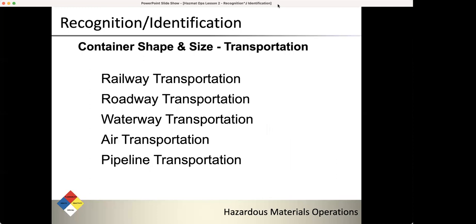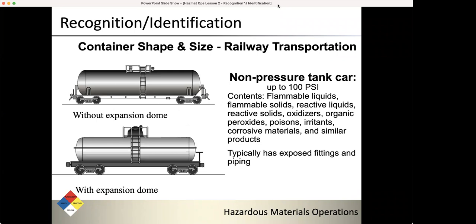So, container shape and size. This is in reference to transportation. The different ways hazardous chemicals are transported are railway, roadway, waterway, air, and pipeline. We're going to start out with railway: the non-pressure tank car, up to 100 psi, holds just about anything, all kinds of different contents.